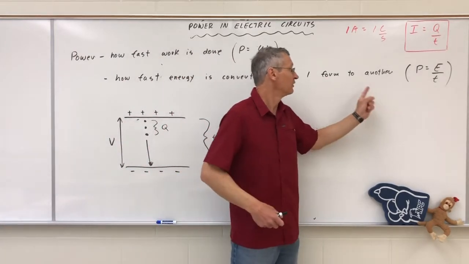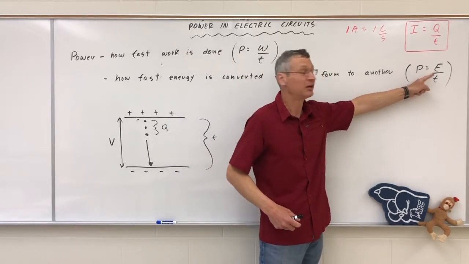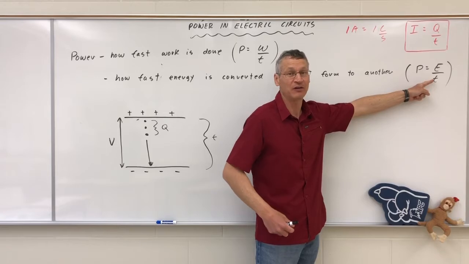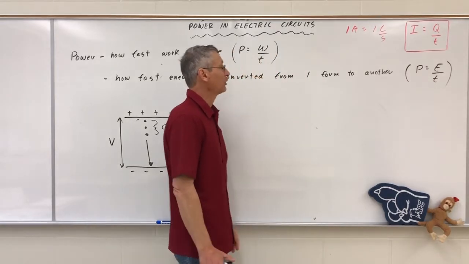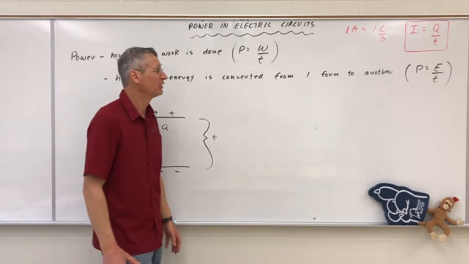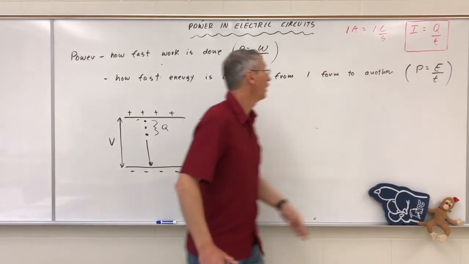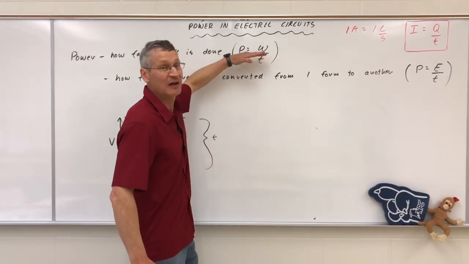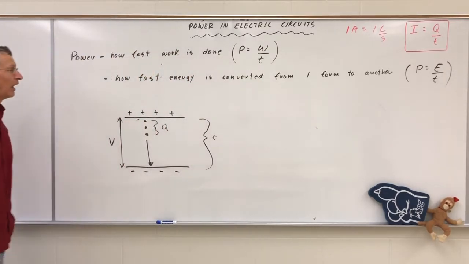And of course, to calculate your power, you take the energy converted and divide by the time it takes to do the conversion. P is equal to E over T. And when you're dealing with electric circuits, to be perfectly honest, this calculation gets used a lot more than this calculation. All right, so let's take a look at power and electric circuits.